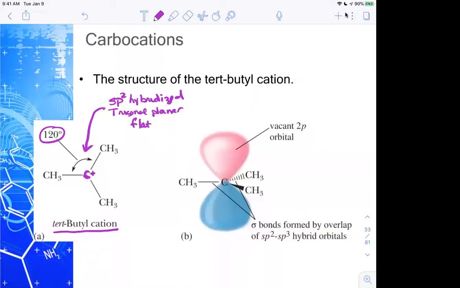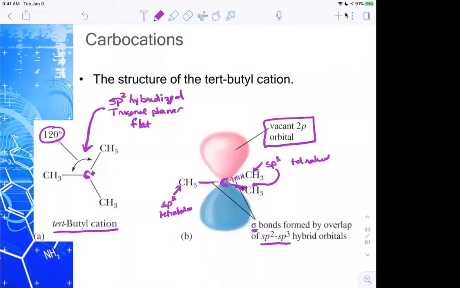Remember, this is flat. What I have is this vacant 2p orbital in my sp2 hybridized carbon. Now remember, this carbon is sp3 tetrahedral. This one is sp3 tetrahedral. And then this one is sp3 tetrahedral. So these sigma bonds are formed by overlap of sp2 to sp3 hybrid orbitals.